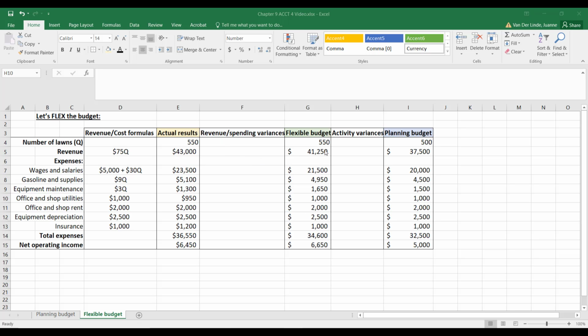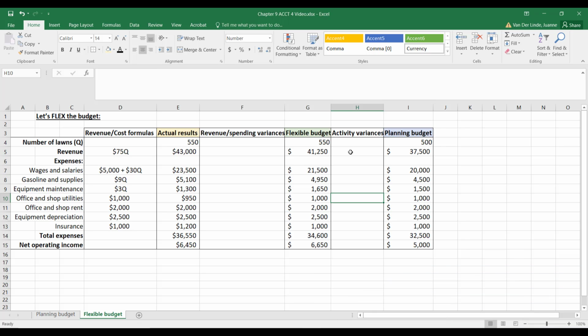Well, the actual results and the flexible budget both use the same level of activity, which is our actual level of activity. So it's not a variance in activity level that explains the differences between these two. It'll be a difference in what came in per lawn mowed and a difference between what was actually spent on these various expenses. So the variances in terms of our expenses, the variances we will see between actual and flexible, we will call those spending variances.